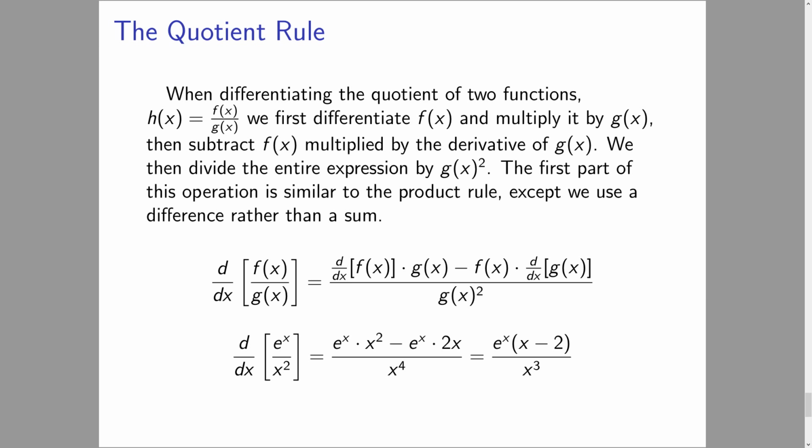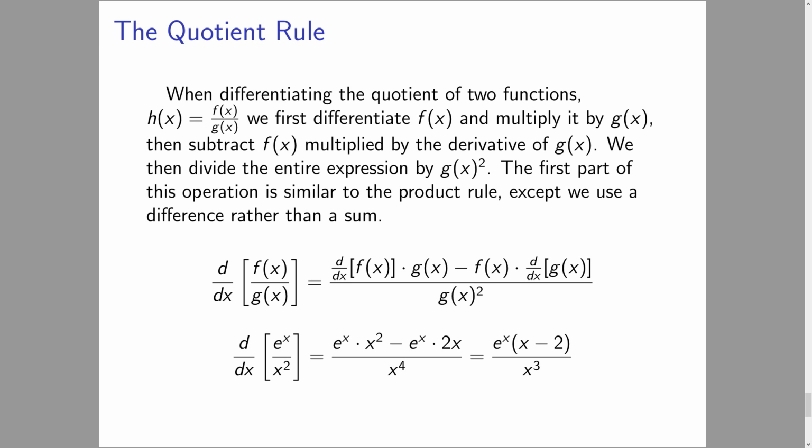e to the x over x squared. If we differentiate this, we need to first differentiate the top part of our equation. The derivative of e to the x is simply e to the x. We then multiply it by the bottom part of our function, x squared. Then we subtract the top part of our function, e to the x, multiplied by the derivative of the bottom part of the function. That is the derivative of x squared, which is 2x.